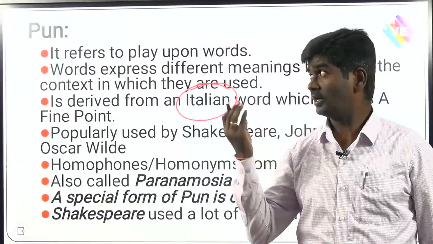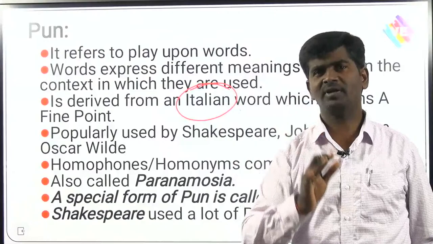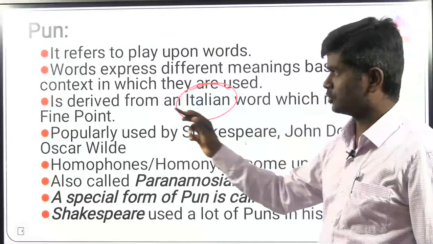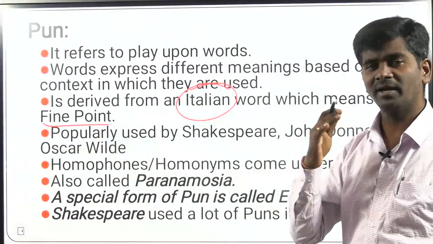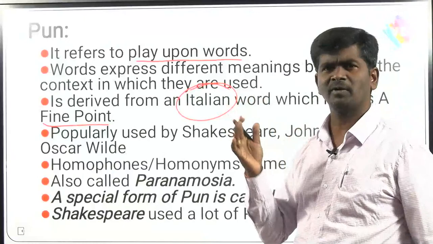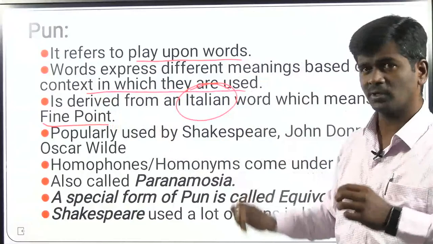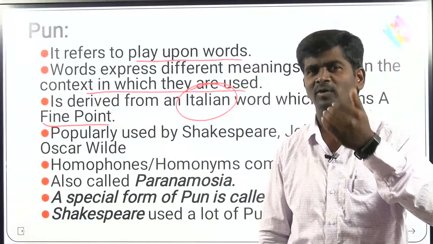Like that, you can identify most of the figures of thought, most of the figures of speech. These words are borrowed from Greek or Latin, but the pun is taken from Italian. It is derived from an Italian word which means a fine point, literal meaning. It refers to play upon words. What is pun? Pun refers to play upon words. You use words to have plenty of meanings. One word gives plenty of meanings. Words express different meanings based on the context in which they are used.